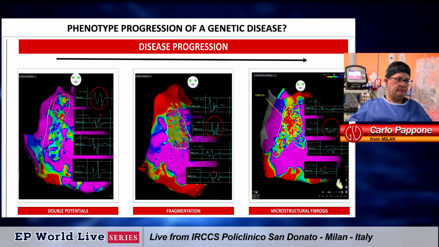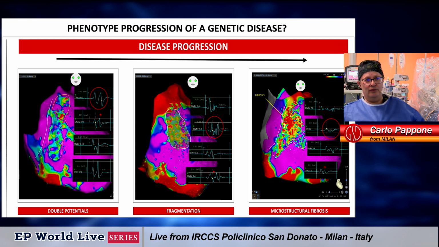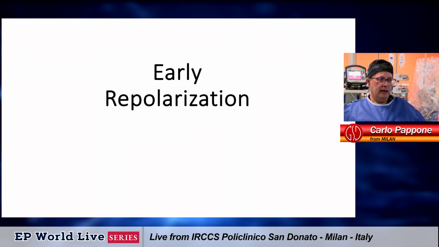And obviously, all this mechanism needs time to become pathogenetic. And we move from the little double potential to the fragmentation and fibrosis. So clearly, we have reduction of the voltage in the tissue until we arrive to the fibrosis that is the site for initiation of ventricular fibrillation. So what about the early repolarization, Giuseppe?